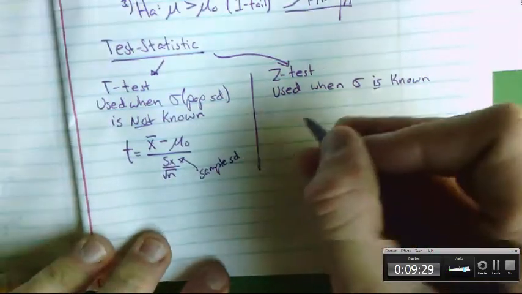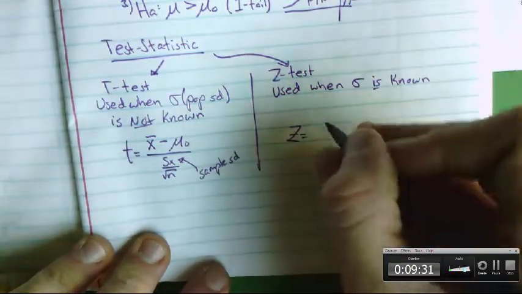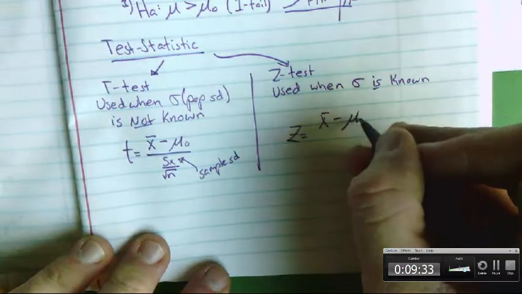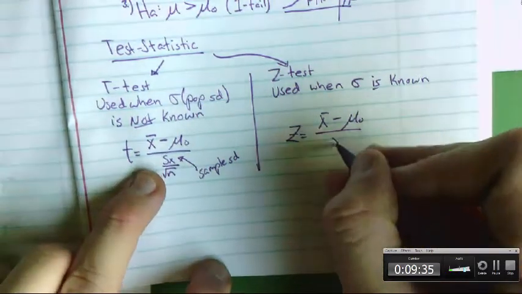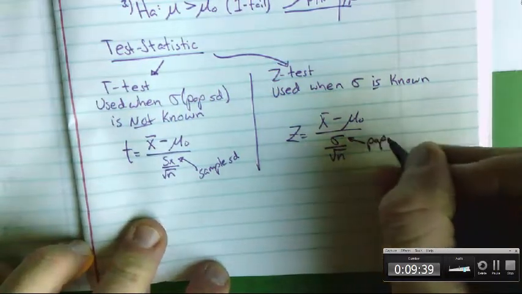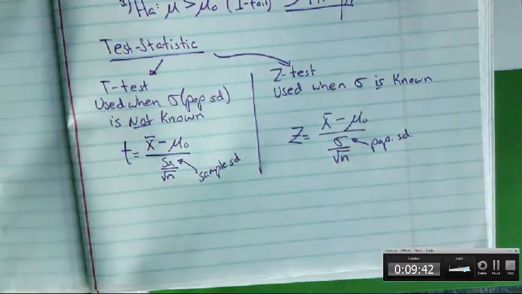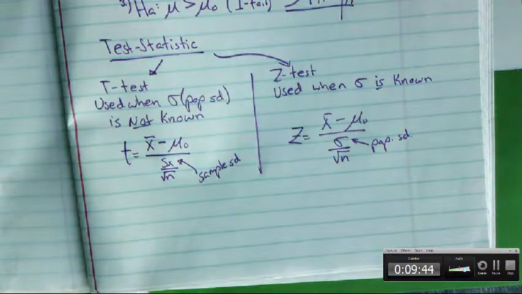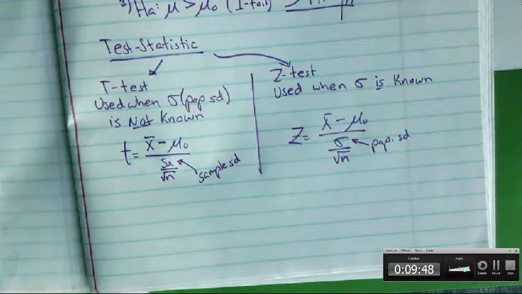And then if sigma is known, then the formula is x bar minus mu null. But instead of using the sample, we'll use the population standard deviation. It's the exact same concept. But if you know the population standard deviation, it's better off to use that and use a z-test than it is to use a t-test.